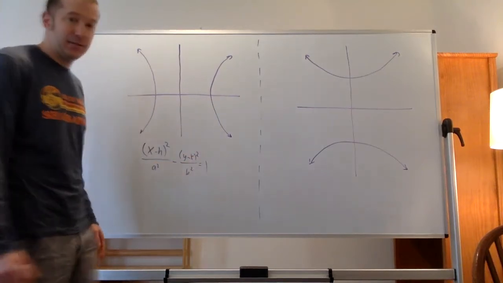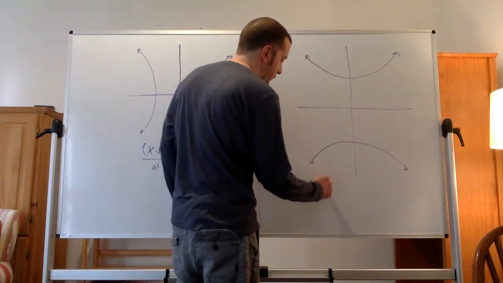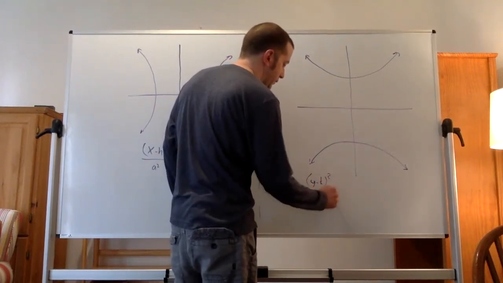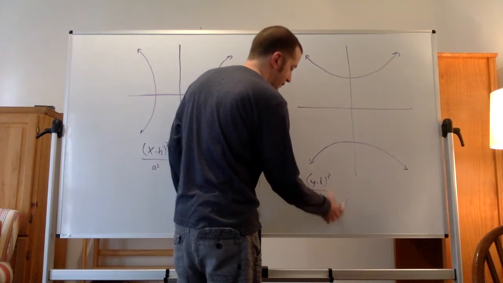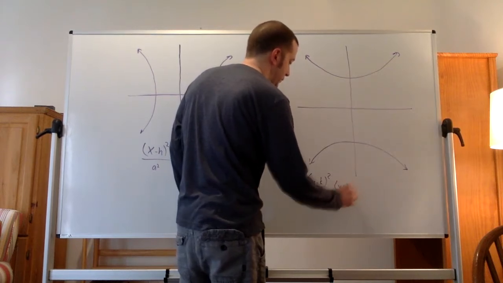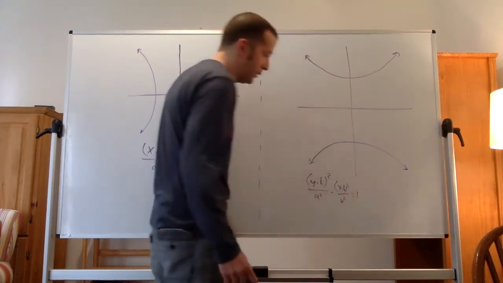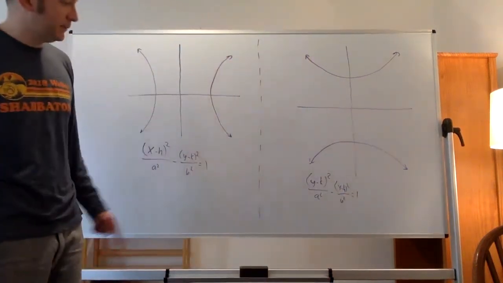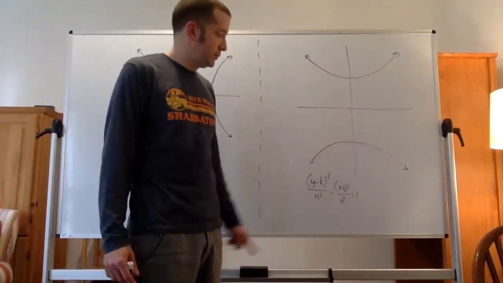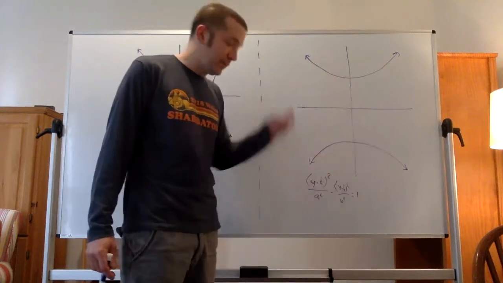You might have guessed that on this one, it's going to look like this: y minus k squared over a squared minus x minus h squared over b squared equals 1. Again, y squared is positive, therefore it opens up and down. X minus h squared is negative, opens up and down.